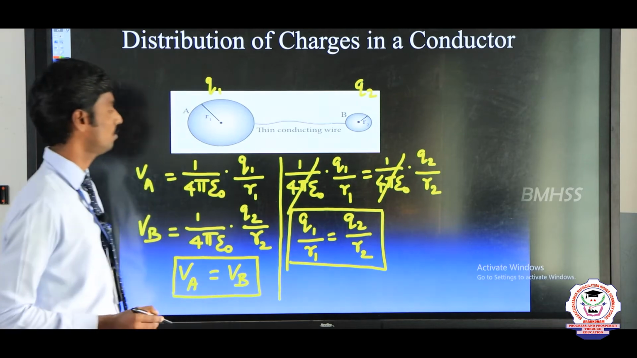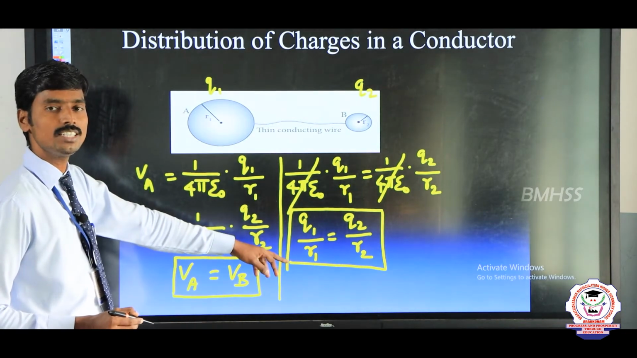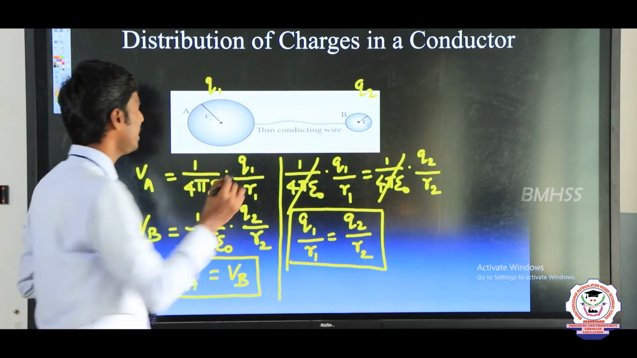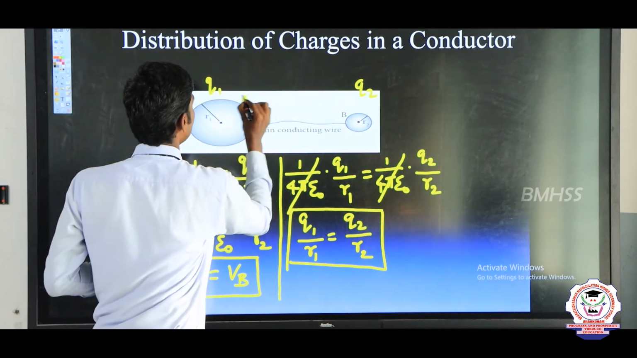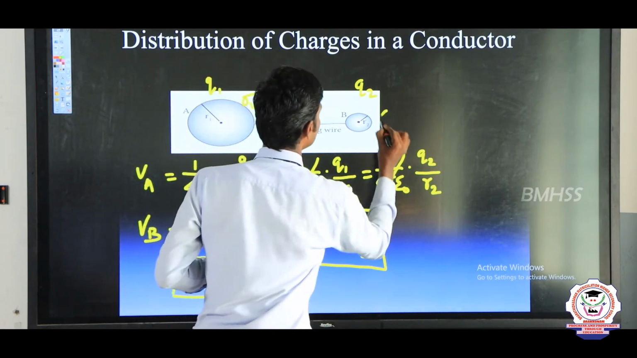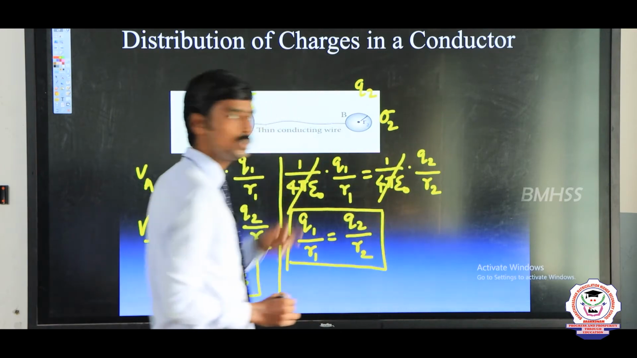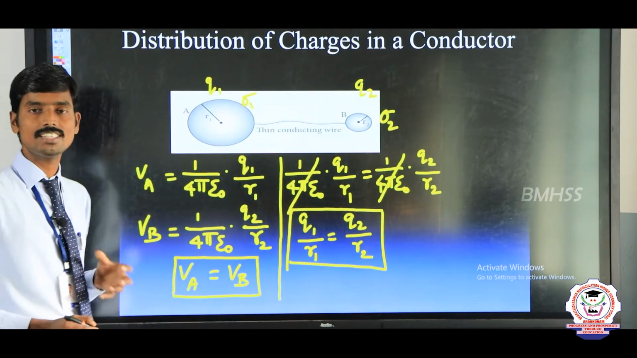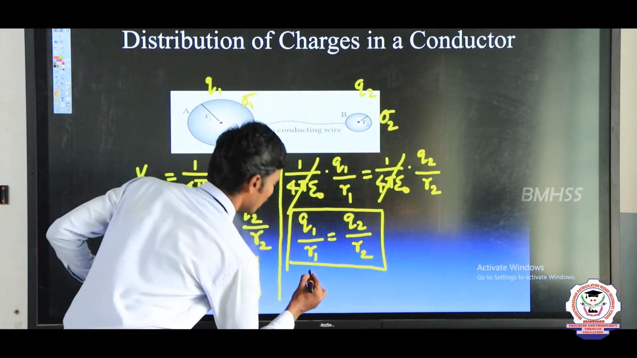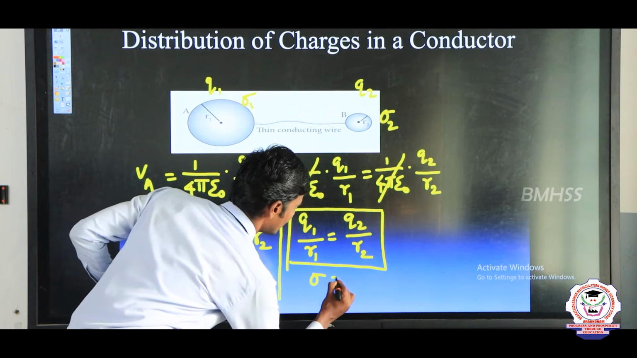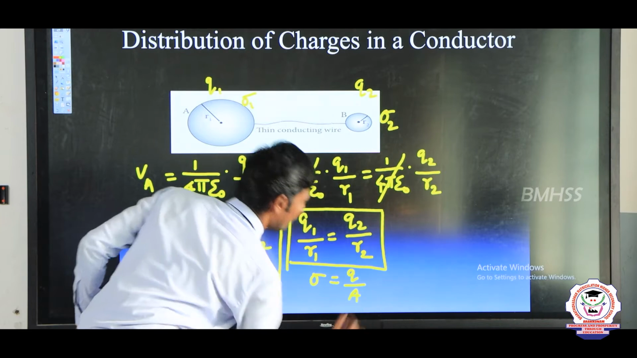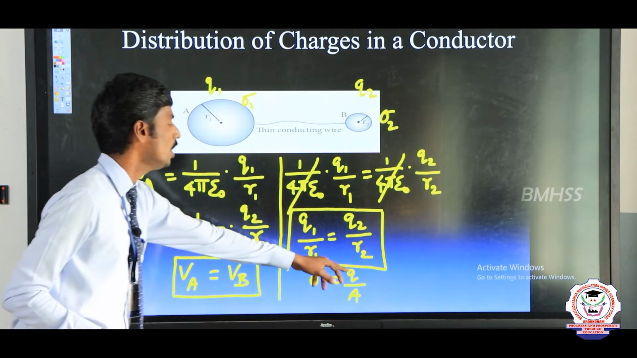Now, introducing surface charge density on the sphere A. We will take surface charge density sigma 1 for sphere A, and the surface charge density of sphere B is sigma 2. What is the formula for surface charge density? Already we know that surface charge density sigma is, in general, charge per unit area. Sigma equals Q by A.